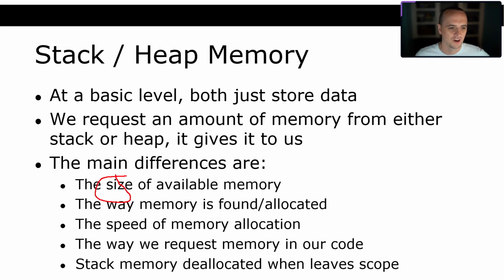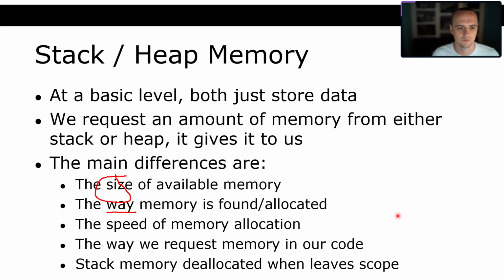Oh, geez, that's the worst circle ever. The size of the available memory. Second is the way that the memory is found and allocated. We have a different syntax for allocating stack versus heap memory, and what goes on behind the scenes is also very different. The speed of memory allocation is also very different. Stack memory is way faster to allocate than heap memory. Memory and objects that live on the stack are deallocated when they leave scope, whereas heap memory is not affected by the scope of the currently running program.